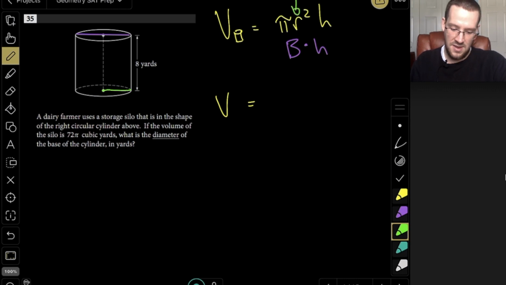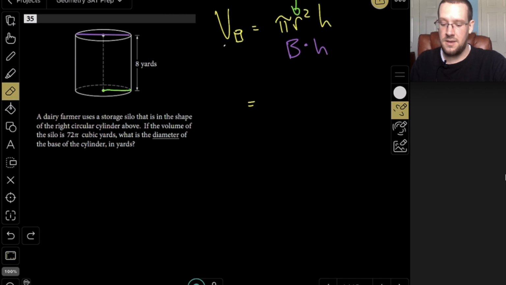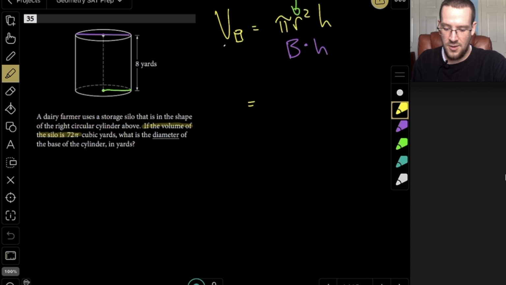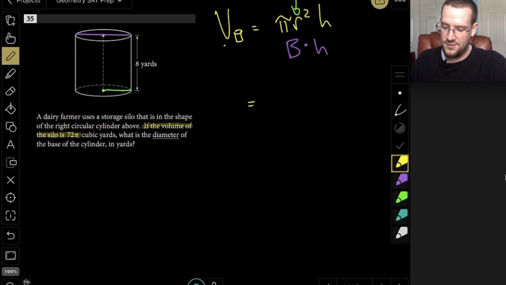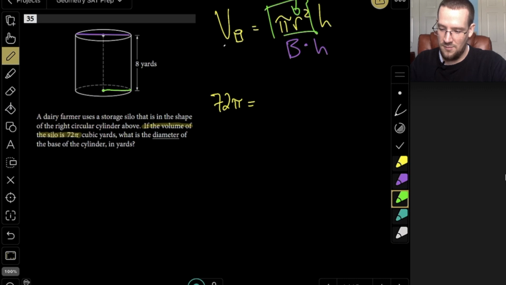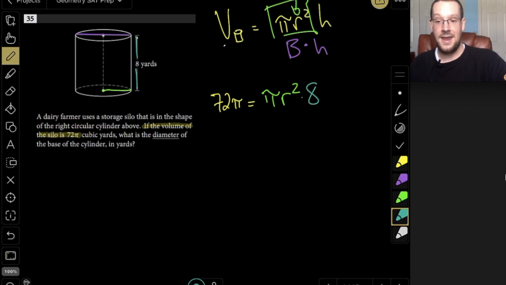So we have V. What was the volume? We're told that the volume of the silo is 72 pi. So we have 72 pi. What is the diameter? Well, let's find out. We have the area of the base, which is pi r squared, and it's going to be multiplied by the height, which over here we see is 8 yards. So this is going to be multiplied by 8.